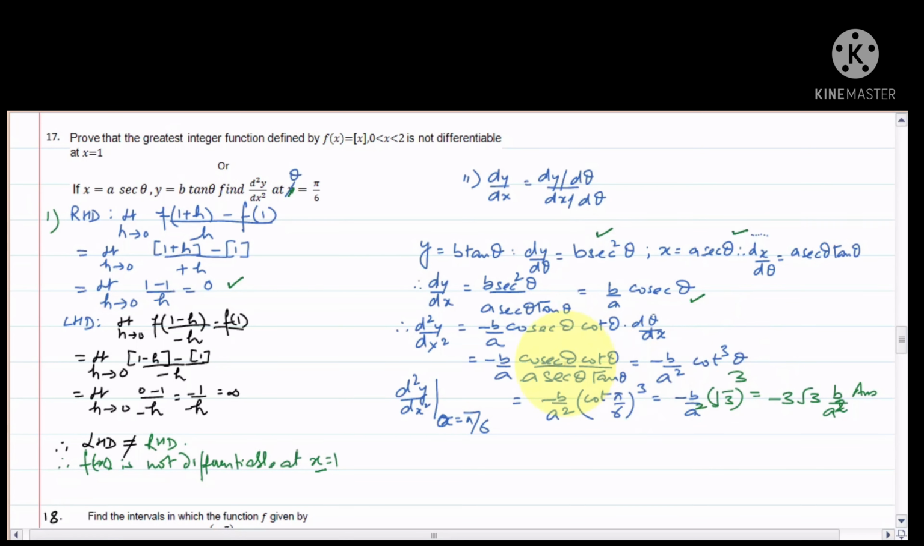So at theta is equal to pi by 6, we need to find out the value of the second order derivative. So it will be minus b by a square into cot pi by 6 cube, and cot pi by 6 we know is root 3, to the power 3. It becomes minus 3 root 3 b by a square. This is the result of the second part of question number 17.